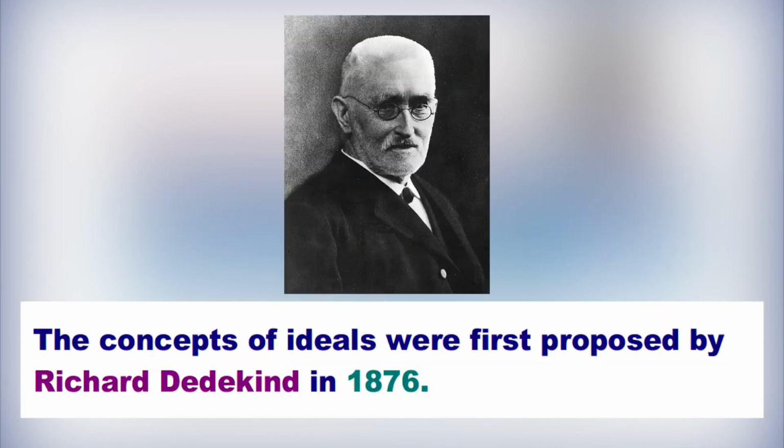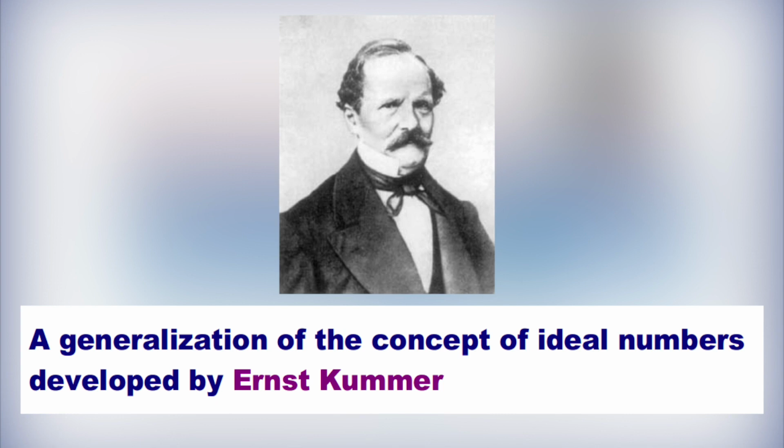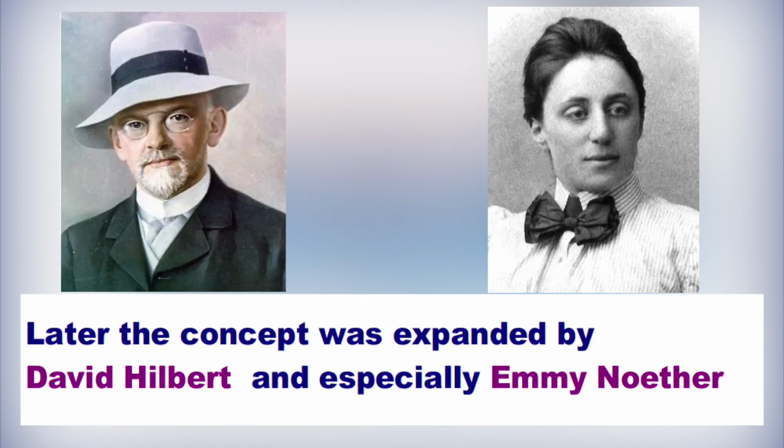The concept of ideals was first proposed by Richard Dedekind in 1876. A generalization of the concept of ideal numbers was developed by Ernst Kummer. Later, the concept was expanded by David Hilbert and especially E. Noether. In previous modules, we have already seen ideals briefly. So, let us now start with the definition of the product of an ideal.